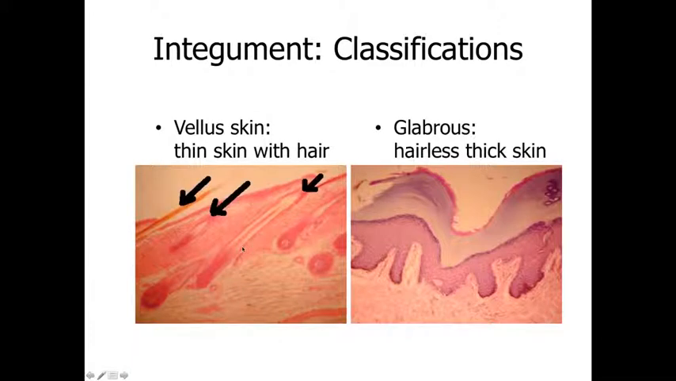The second way of classifying skin is going to be either the presence of hair follicles, like we'd see in thin skin over here, good hair follicles, like we talked about a couple slides ago, versus hairless skin. Glabrous skin is going to be the skin that's found in like the palms of the hands and the soles of the feet.